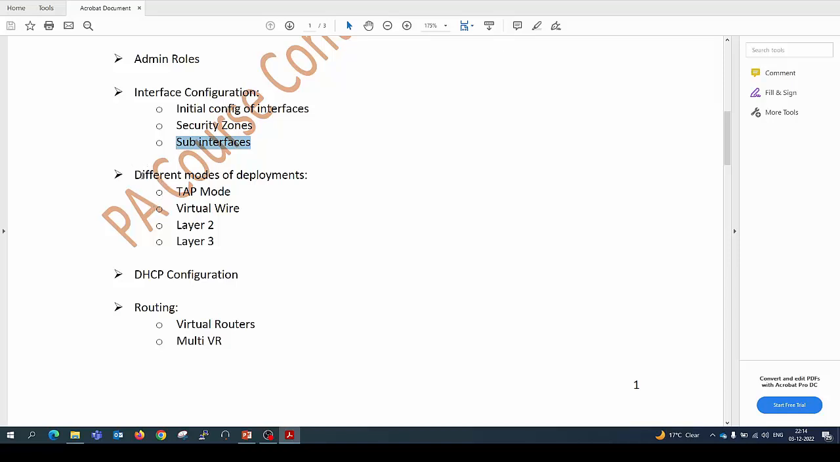Then we have different modes of deployment in Palo Alto like tap mode, virtual wire mode, layer 2 and layer 3. We'll discuss all these modes in very detail. Apart from this, we have DHCP configuration on the Palo Alto.